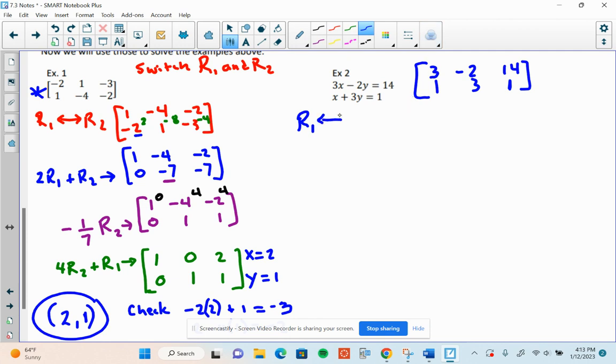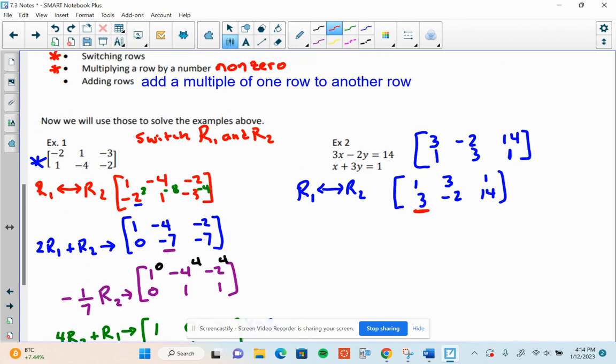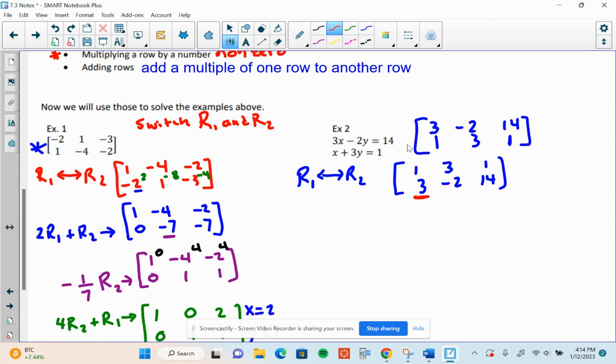We're going to switch row 1 and row 2. We'll just do a little row switch. So I have 1, 3, 1, and 3, negative 2, positive 14. Now, we need to finish column 1. I need a 0 right here where this 3 is at. So remember, I only have 3 things I can do. I can switch rows. I can multiply a row by a non-zero number, or I can add a multiple of one row to another.